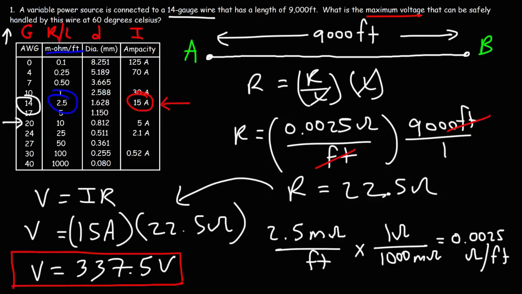And so that's it for this video. So now you know the relationship between wire size, resistance per unit length, diameter size, and the maximum current that it can handle.